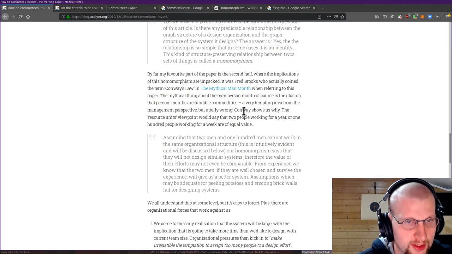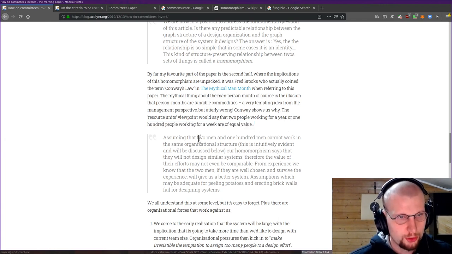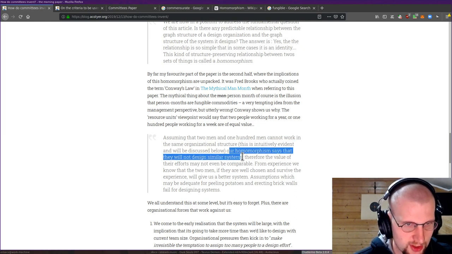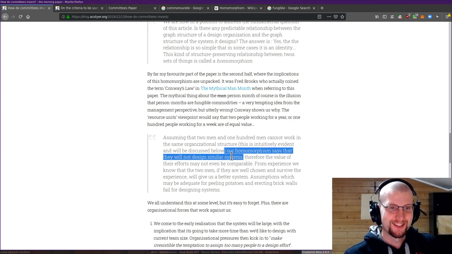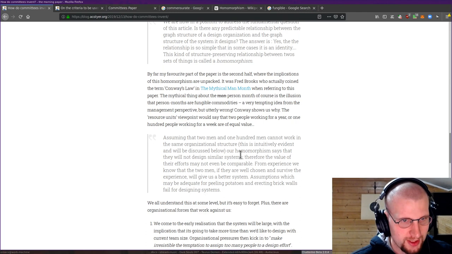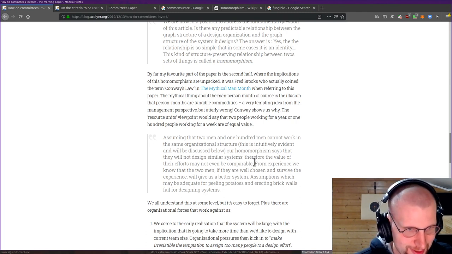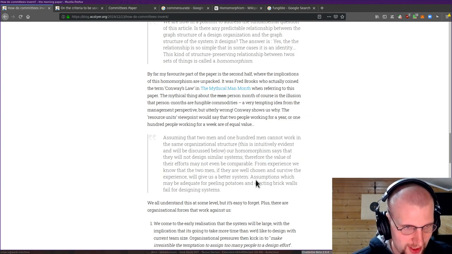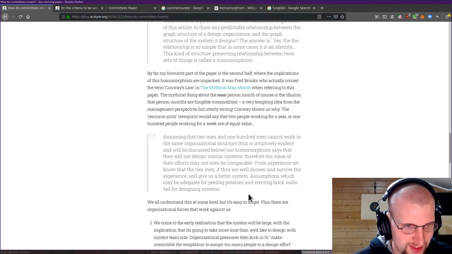Right, two people working or one of 100 people working for value. Assuming that two men and 100 men cannot work in the same organization structure, this is intuitively evident as we discuss below. Our homomorphism says that they will not design similar systems. Yeah, that's also true. Therefore, the value of their efforts may not be even comparable. From experience, we know that the two men, if they are well chosen and survive the experience, will give us a better system. Assumptions which may be adequate for peeling potatoes and erecting brick walls fail for designing systems.